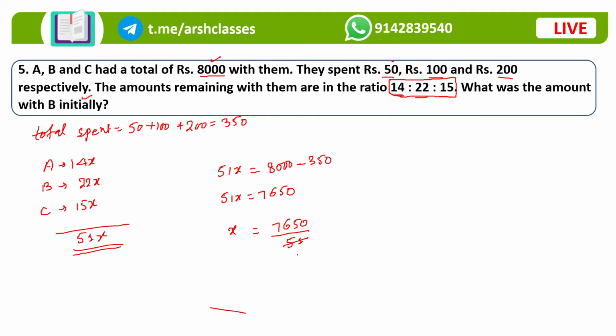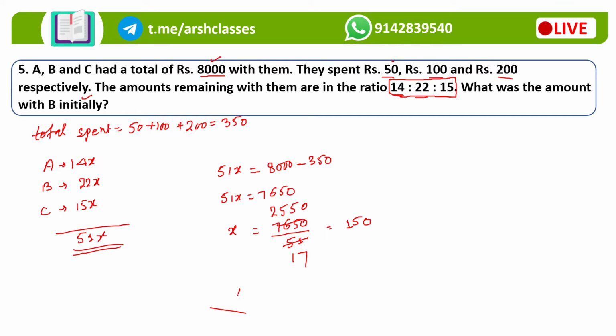So let me divide it by 3. So this becomes 2550, and from here we can say this is 150. If you calculate 17 times 150, you will get 2550. So X becomes 150. The question was, what was the amount with B initially?